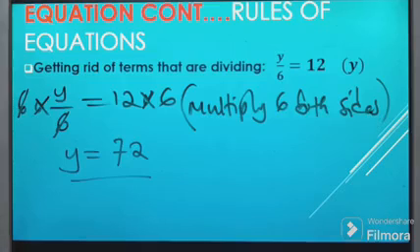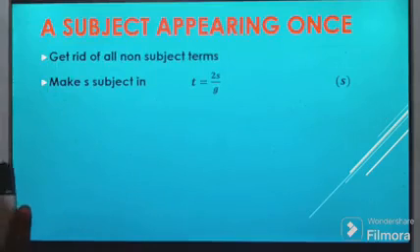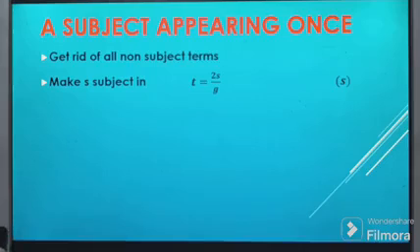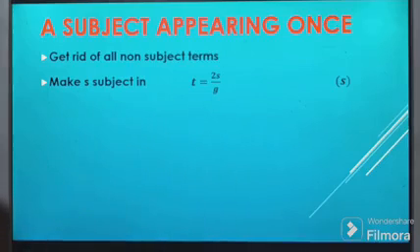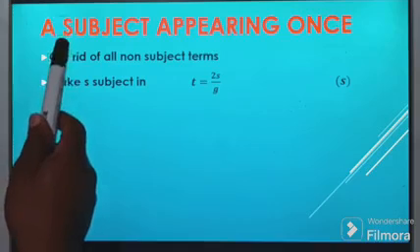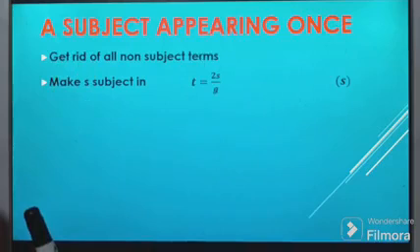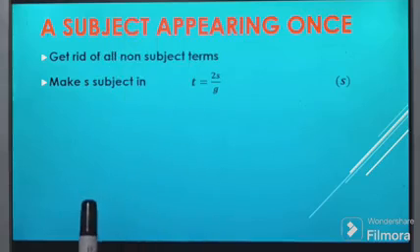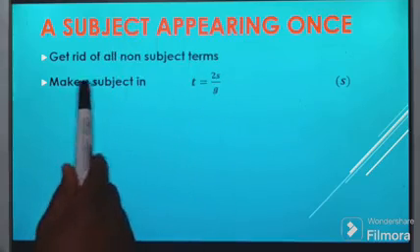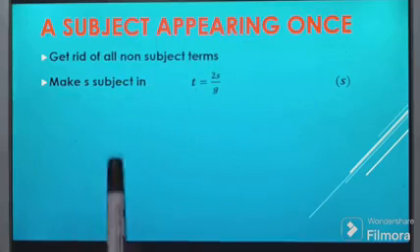Let's move on. If you look at subject formula questions by looking at how many times the subject is appearing in our equation. For example here we start by looking at when a subject is appearing once. So how do you handle a question where the subject is appearing once? For example this one, make S the subject in D is equal to 2S over G.